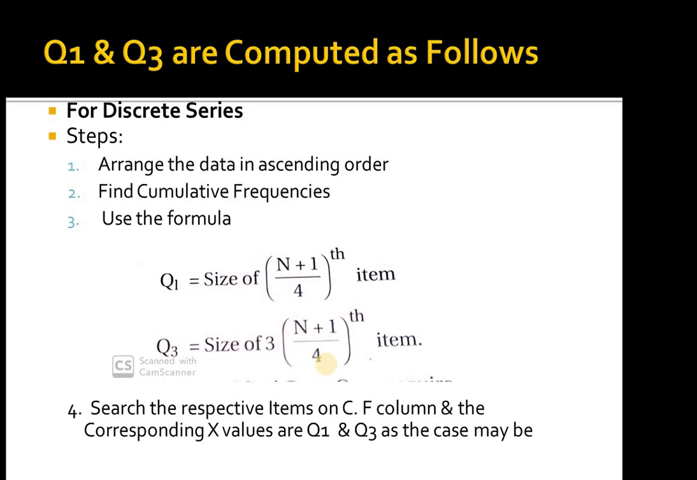First we arrange the data in ascending order, then we find the cumulative frequency. After finding the cumulative frequency we use the formula. Again the same formula: Q1 is equal to the size of (n plus 1) by 4, Q3 is equal to 3(n plus 1) by 4. Once we get the nth term, we find it in the cumulative frequency, the next higher value or equal value, and the corresponding class we call the Q1 class or Q3 class.